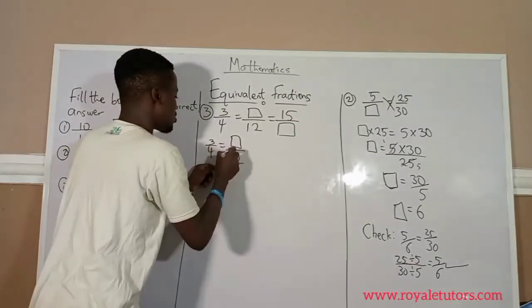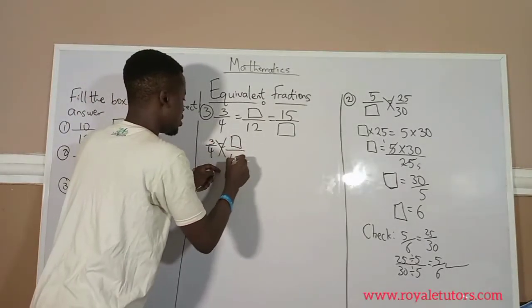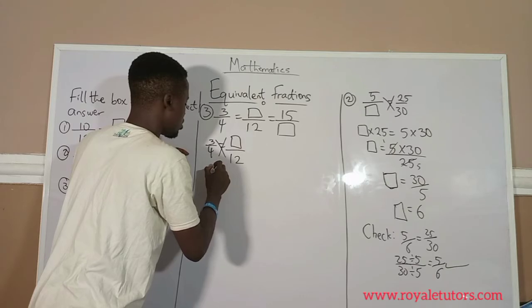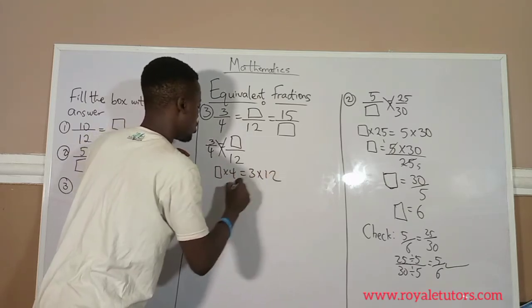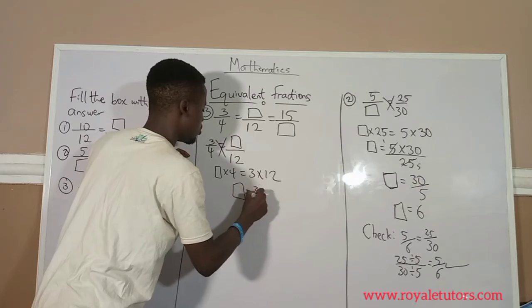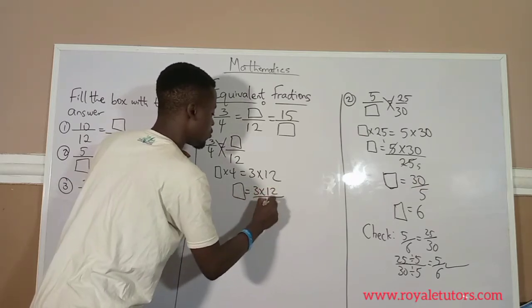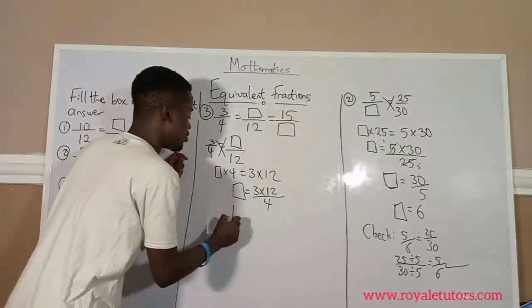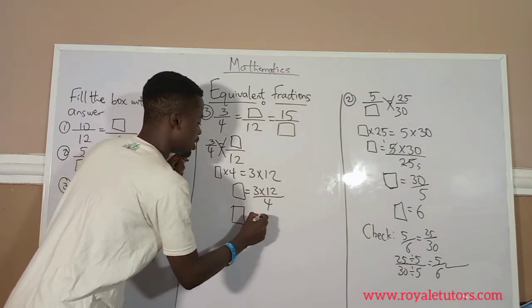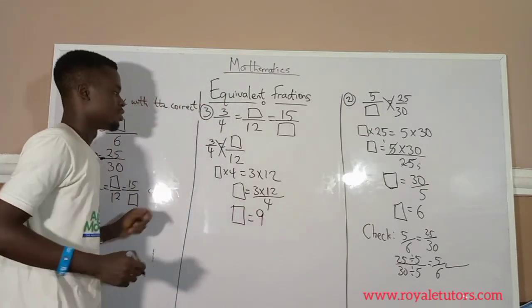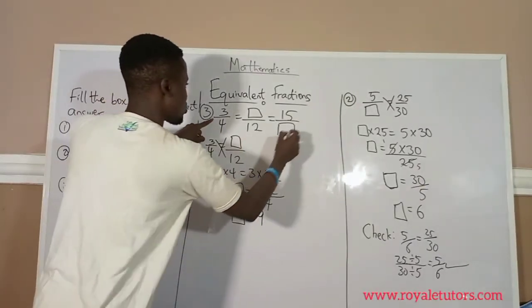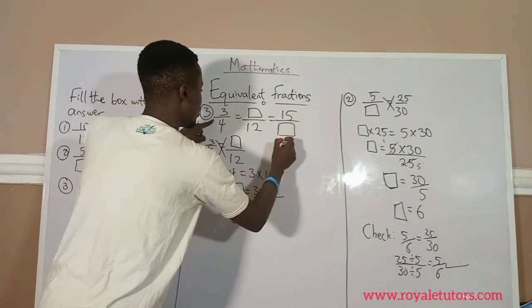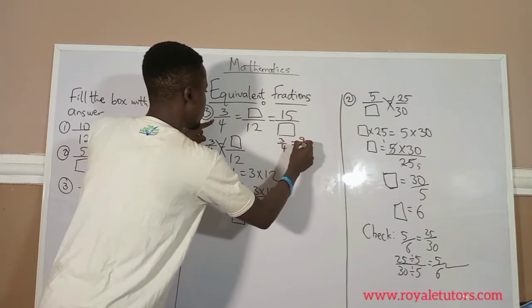So you first do this one, cross multiply. You'll be having your box multiplied by 4 is equal to 3 multiplied by 12. So you have your box equal to 3 multiplied by 12 divided by 4. Okay, so you have this box to be equal to 9. Yes, if you do it very well, you have it to be equal to 9. So that means you have gotten 3 over 4 is equal to 9 over 12.